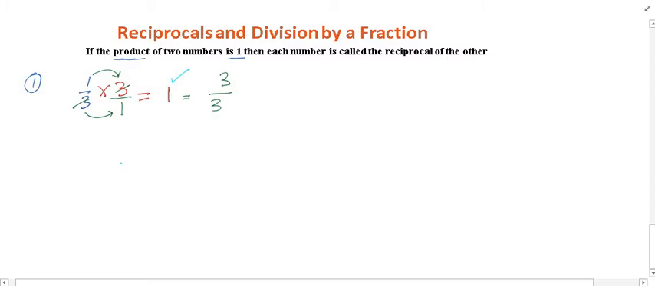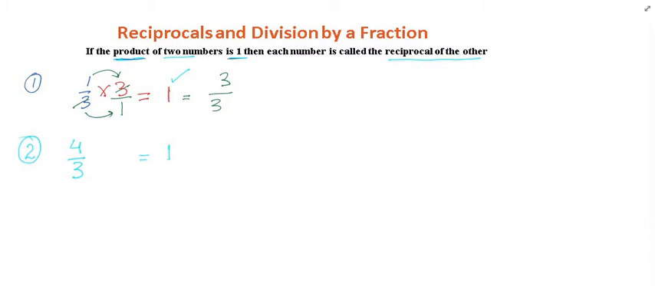Okay, take another number. For example, 4 out of 3. What number can I multiply here to get 1? Again I'm repeating the statement: if the product of two numbers is 1, then they are reciprocals of each other. Now what number do I multiply here? Think about it. Yes, you have the right answer. We multiply by 3 out of 4.